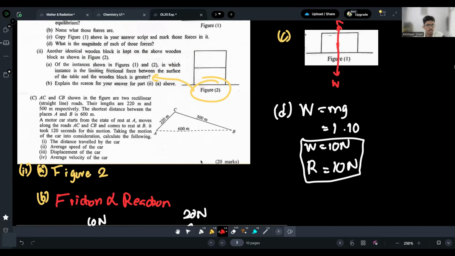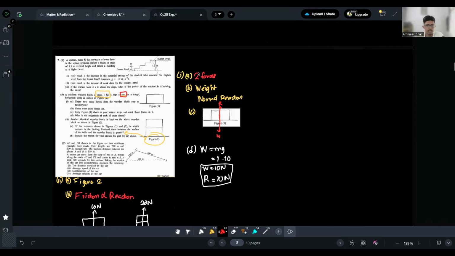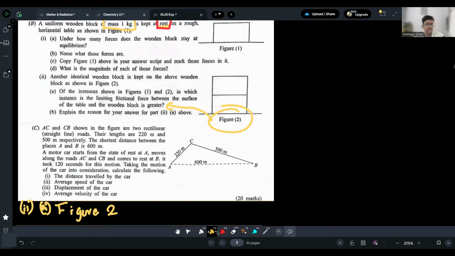Okay. So let's move to part C. Let me quickly clear this up. Part C tells: AC and CB in the figure are two rectilinear straight line roads. Their lengths are 220 meter and 500 meter respectively. The shortest distance between the places A and B is 600 meter. A motor car starts from a state of rest at A, moves along the roads AC and CB, and comes to rest at B. It took 120 seconds for this motion. Taking the motion of the car into consideration, calculate the following.